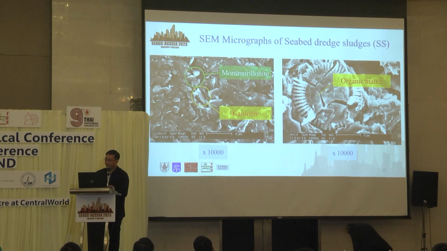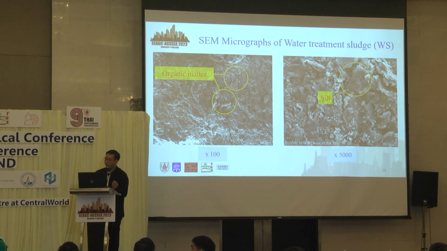Now let's move to the internal structure of the natural seabed sludge that was obtained from the scanning electron microscope. This picture with 10,000 magnification shows organic matter such as small-sized shells, animal debris, and plant debris. In the same way, you will see organic matter like plant debris in the water treatment sludge too.